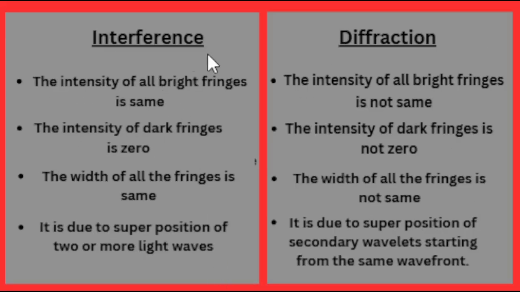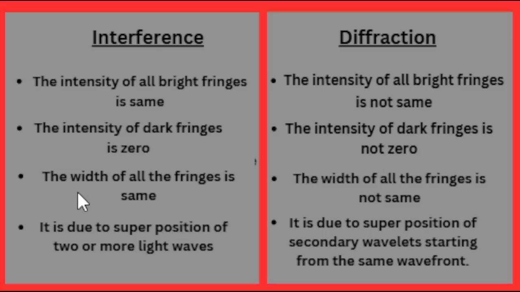Difference between interference and diffraction. In interference, the intensity of all bright fringes is the same, whereas in diffraction, the intensity of all bright fringes is not the same. In interference, the intensity of dark fringes is 0. In diffraction, the intensity of dark fringes is not 0.